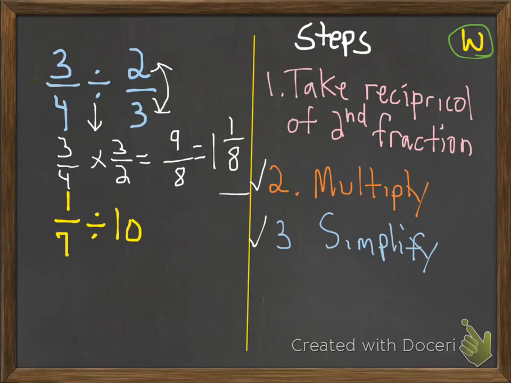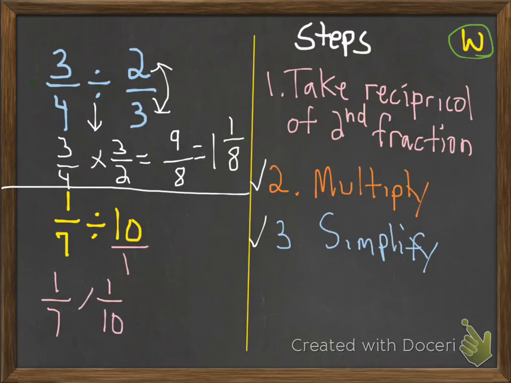Let's take the second example, the yellow one. Sorry, it's getting a little jumbled here. Let me try a different color. 1 over 7 divided by 10. Now we have that situation where we have a whole number. My advice to you is put the whole number over 1, and then you can easily see the reciprocal is just flipping it. So now you have 1 over 10 instead of 10 over 1. Our second step, we change it from division to multiplication. Okay, and now we have 1 over 70. You cannot simplify that anymore. There's no common factor of both those terms, I'm sorry, of the numerator and denominator. 1 over 70 is just what it is.